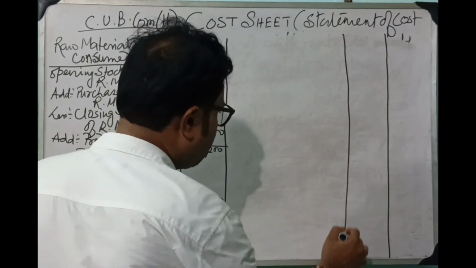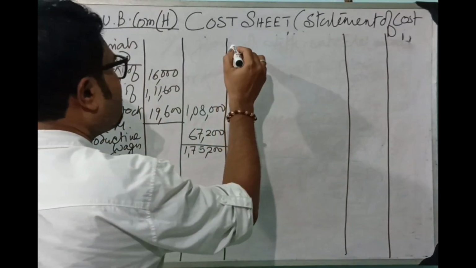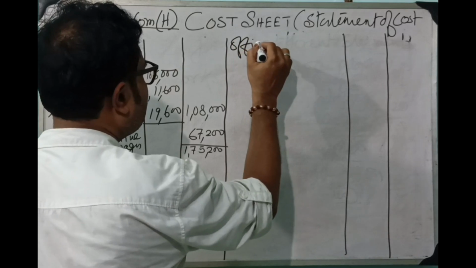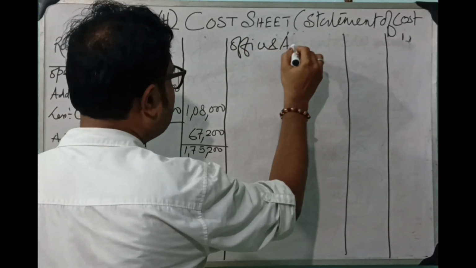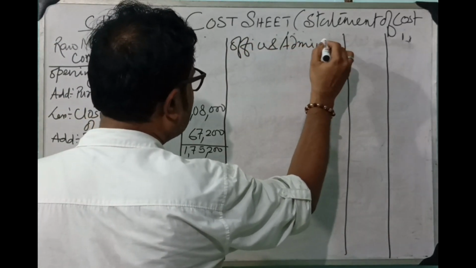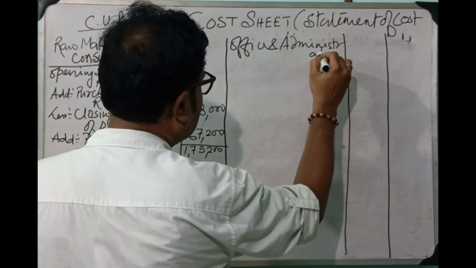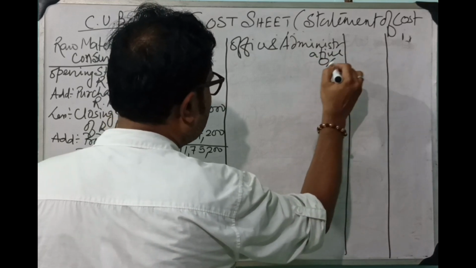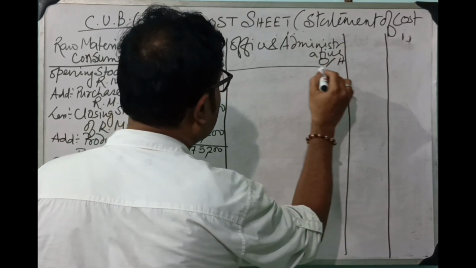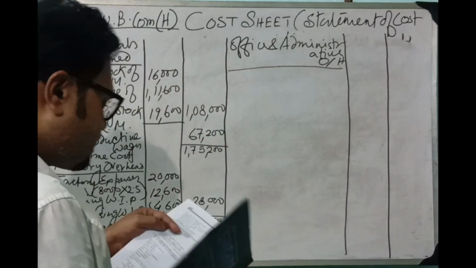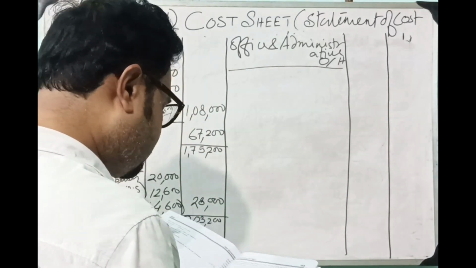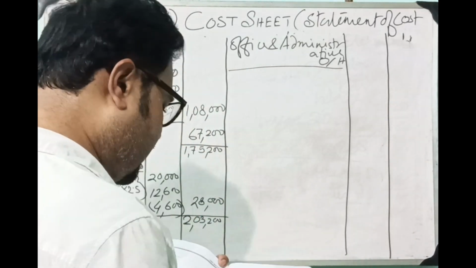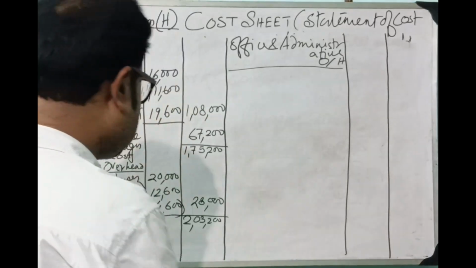Again I am drawing the line. Now it is called office and administrative overhead. Office and administrative overhead. What comes under this? Given directly, office and administrative expenses 20,800.